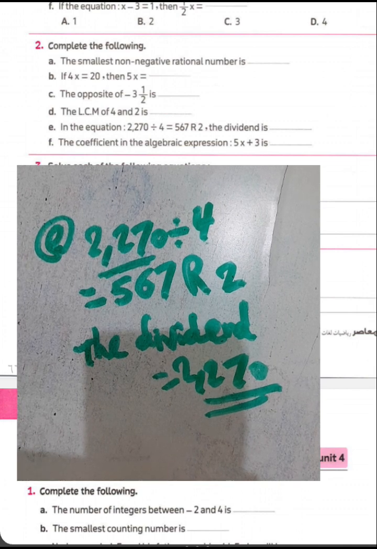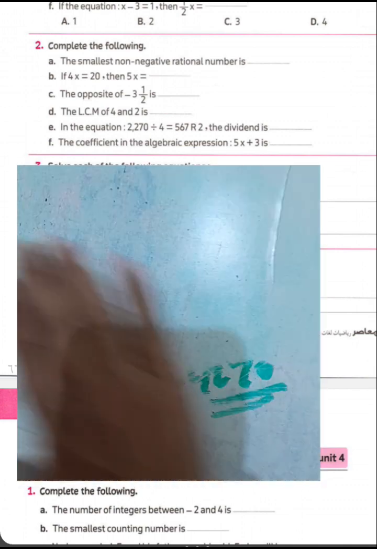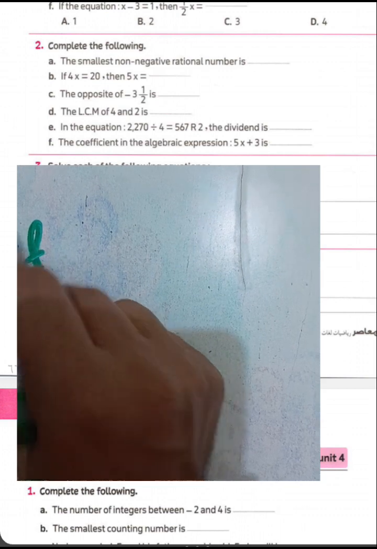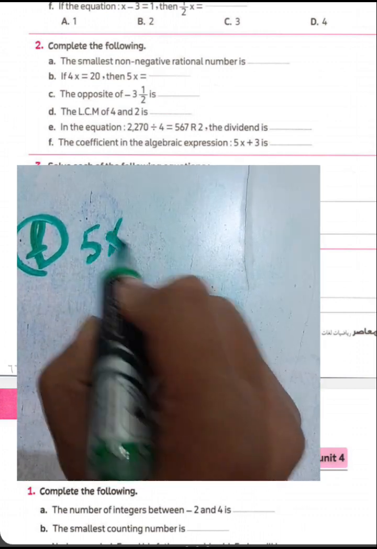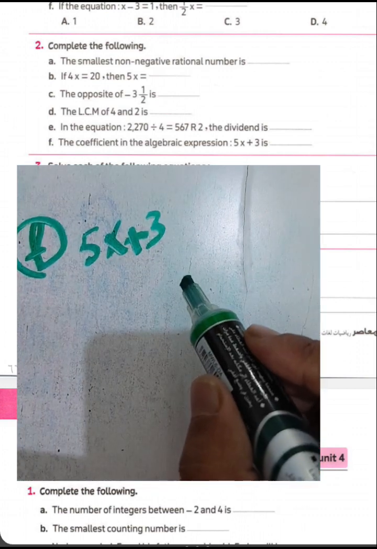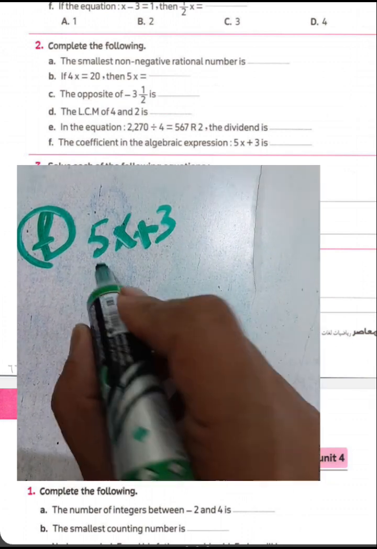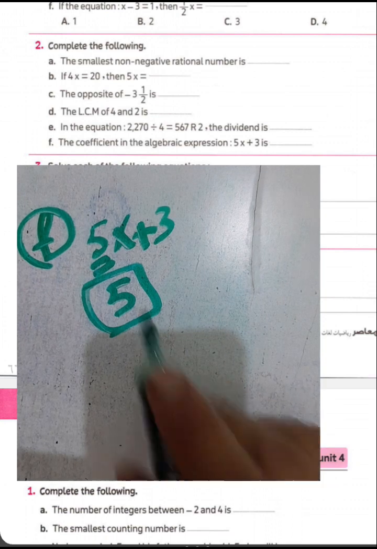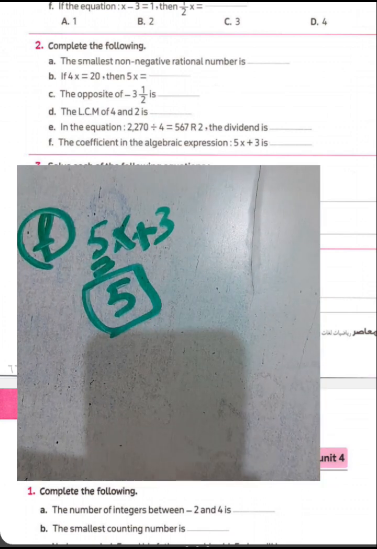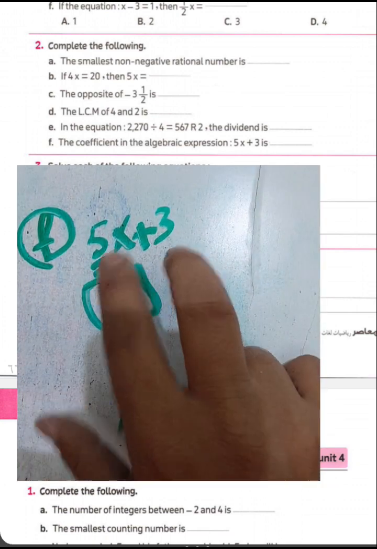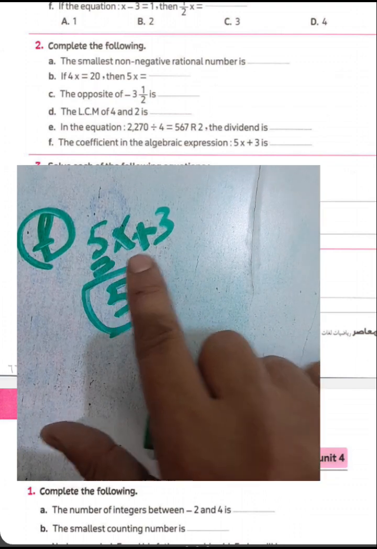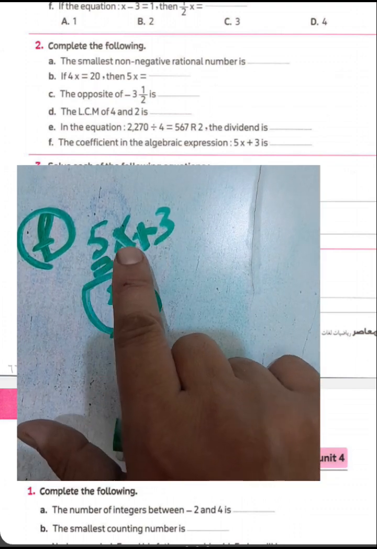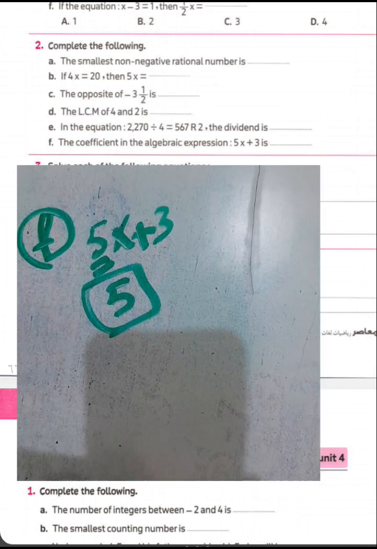Question letter F, the coefficient in the algebraic expression 5x plus 3. He asked about the coefficient, it will be 5. 5 is the coefficient of this expression, and 3 we call the constant. We have an expression containing two terms, 5x plus 3. 5 is the coefficient of the variable x, and 3 we call the constant.